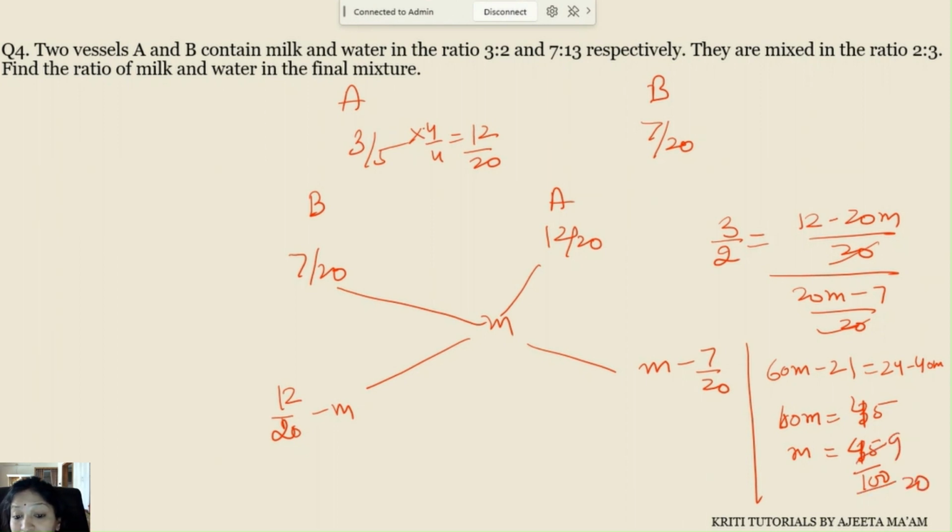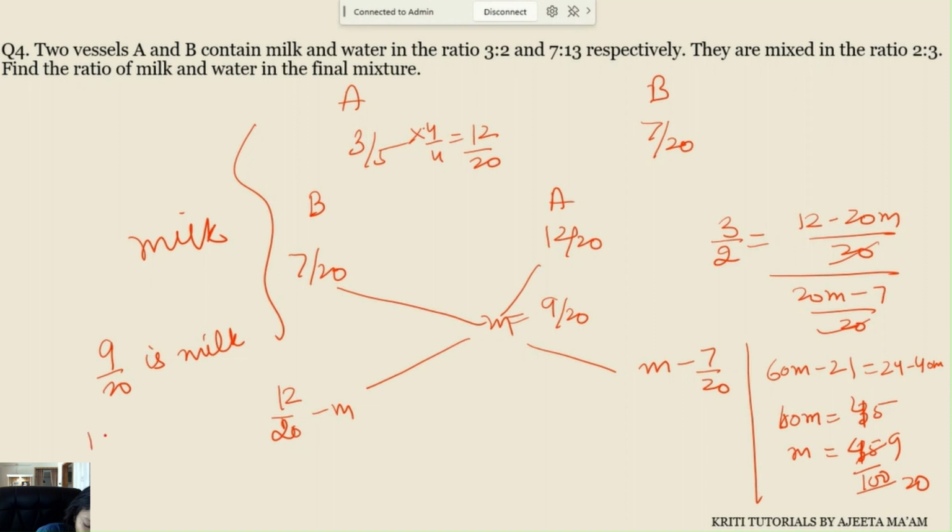Now 9 by 20 is M, but that is only for milk, because we are taking all these quantities, all these ratios for milk. Now if in some mixture milk is in the ratio 9 by 20, so how much is the water? Water is 11 by 20, right? So what do we get? 9 by 20 is milk. So how much will be the water? Water will be 11 by 20.